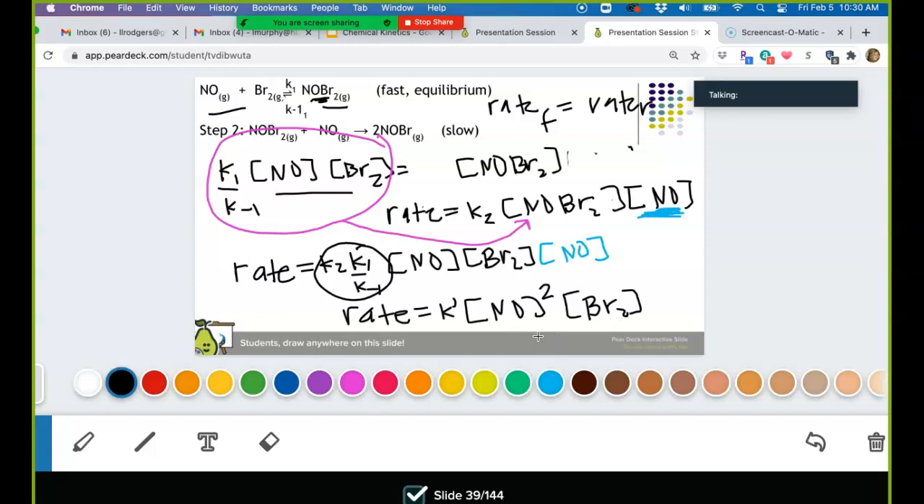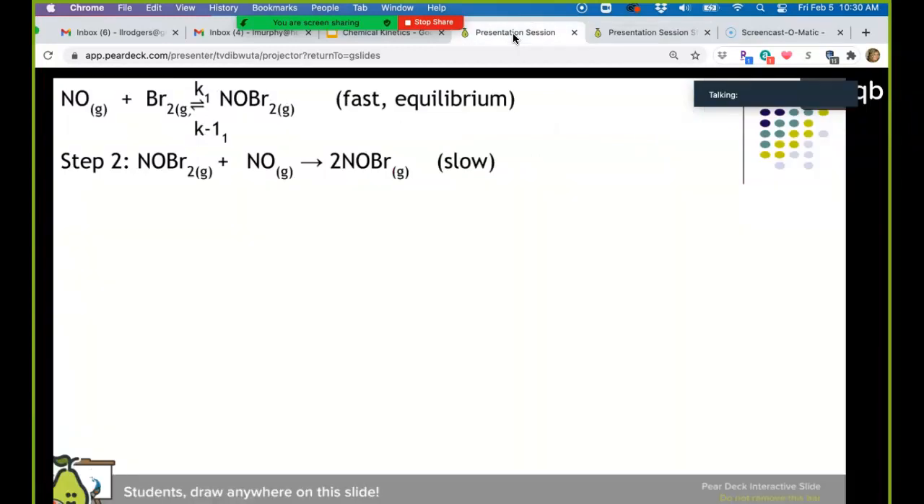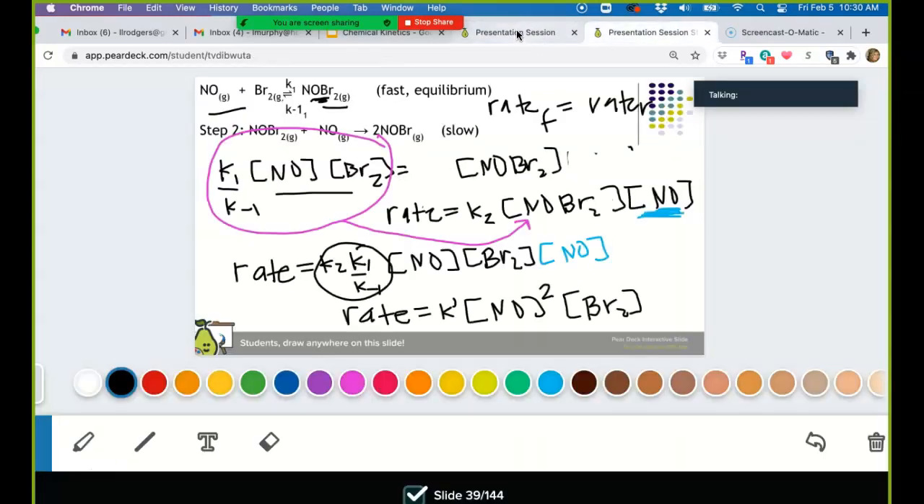So when the first step is fast, you write the rate law based on the slow step, but then you have to get rid of the intermediate in it. So it's a lot more work. Okay, we're gonna do more practice with this. Any questions before we do another practice?